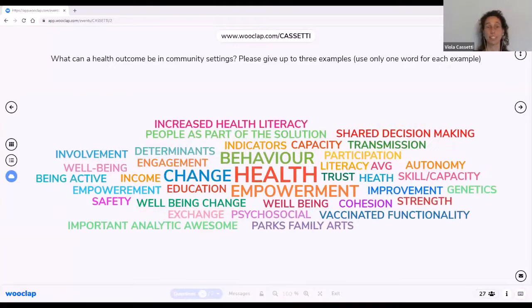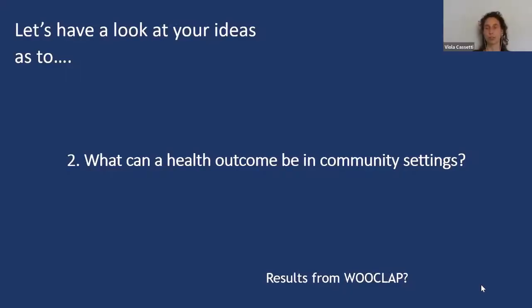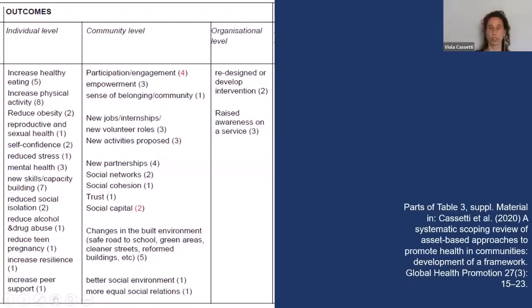I don't know what that is, but yeah, so that gives you a flavor of the variety and the diversity of outcomes that we can have in a community, right? As you can see from what you wrote, there can be quite a variety and a diversity of outcomes when we talk about community health.